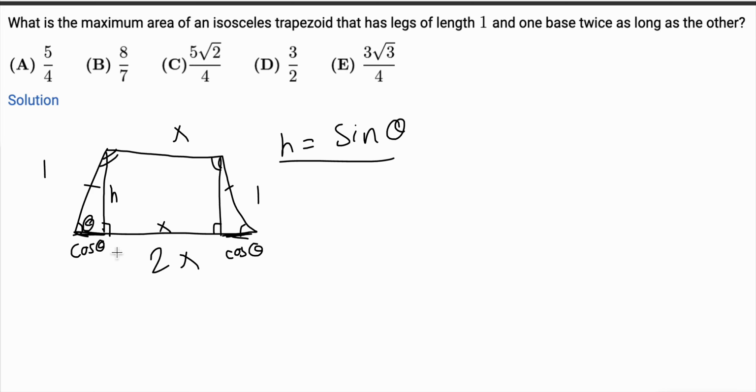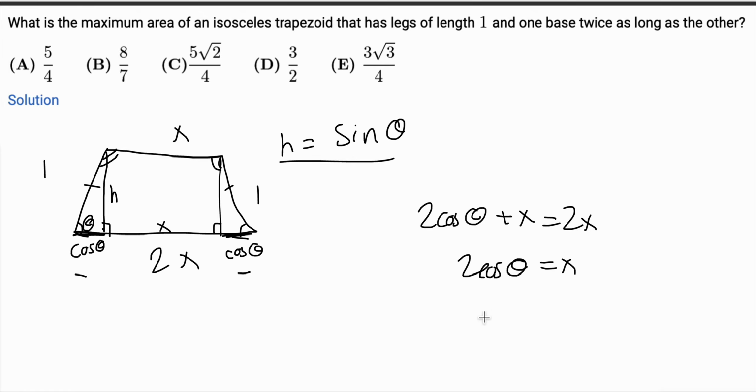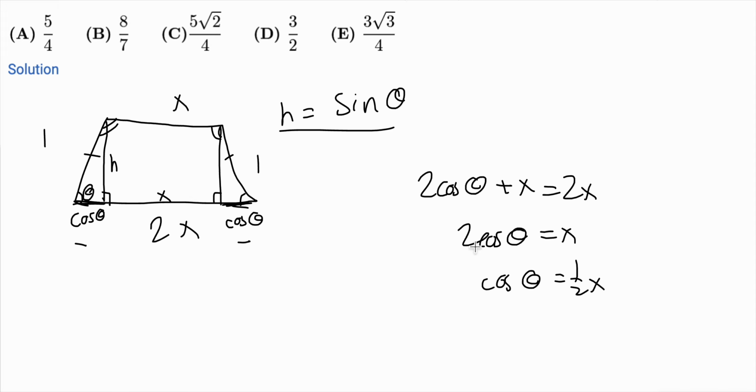And so we have this rectangle here, which is x times h, or x times sine theta. And then right here we have this thing that's cosine theta. But we also know that this is cosine theta, this is cosine theta, so we get 2 cosine theta, adding these, plus x must equal 2x. And so 2 cosine theta equals x. What we're more interested in is how to write x in terms of cosine theta. We know that is 2 cosine theta.